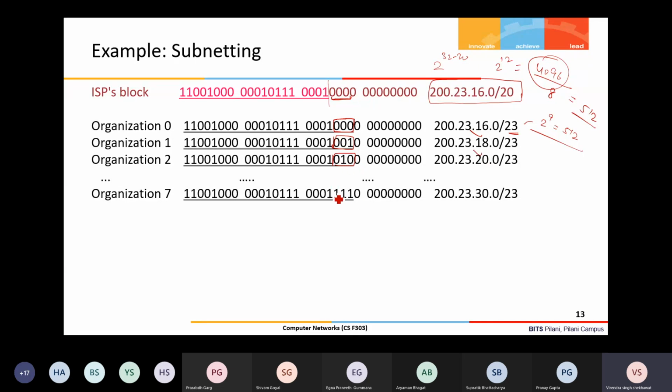Right? So like that, I hope you understood now that this is the last organization, all threes. So all 3 means 1, 2, 4, 8, 16, 24, 28, 30. So that's why it's 30 here. So like that, every organization. So this is the organization's network address. Each organization's network address is there.